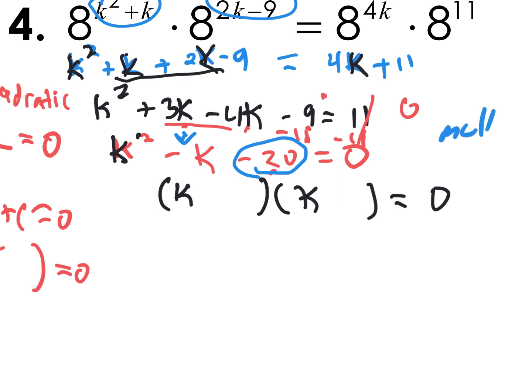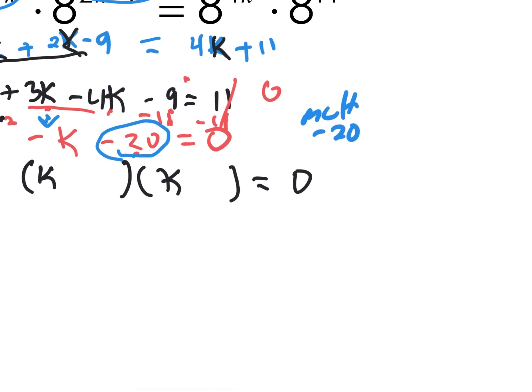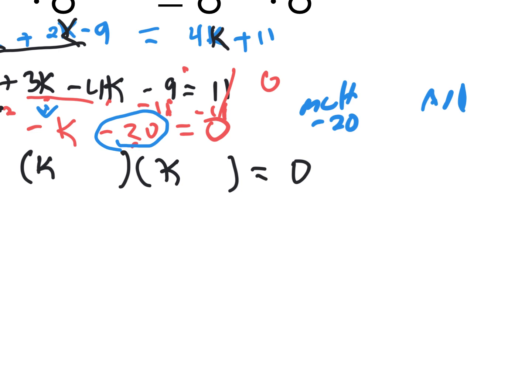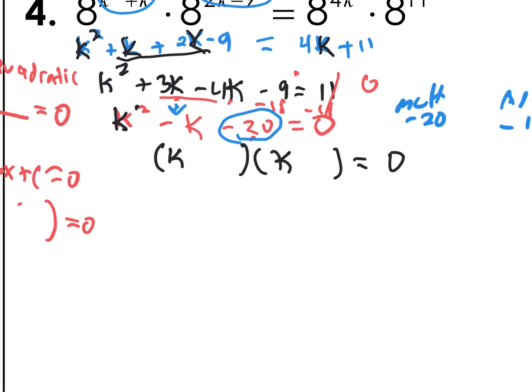Multiply to a negative 20, add up to a negative 1. Can you think of two numbers that multiply to be a 20? One has to be negative, one has to be positive. That's the only way you're going to get a negative 20. 4 and 5. A 4 and a 5? Yes, if one of those is negative.